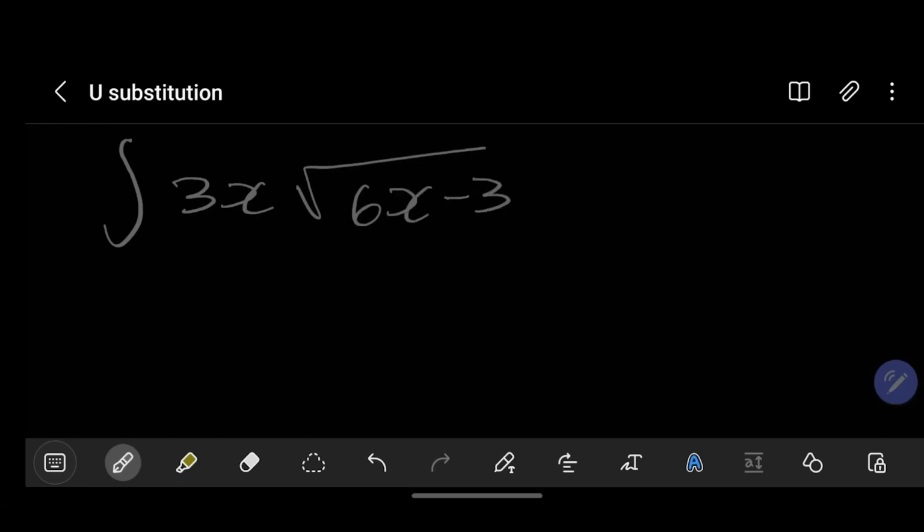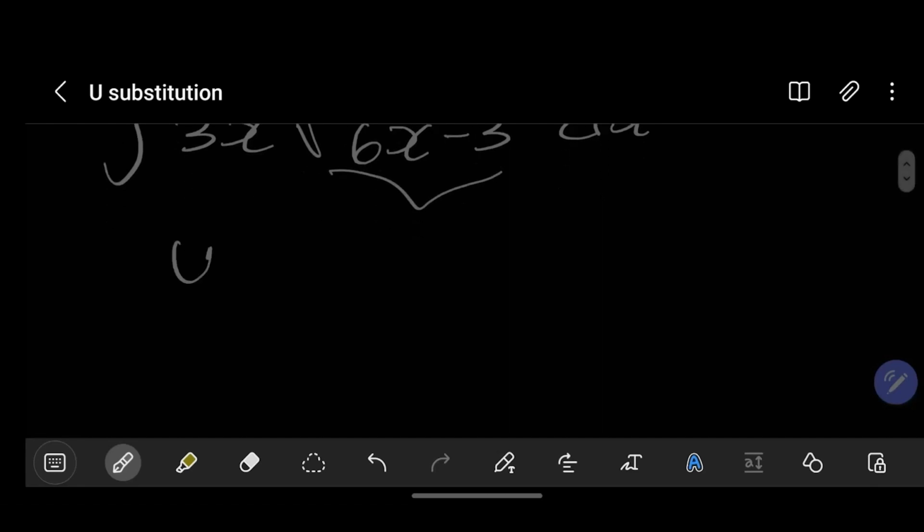So let's look at an example where we use a similar method to what we used in the previous example. So let's look at the integral of 3x times the square root of 6x minus 3 dx. We know, as I've been guiding you, we should make 6x minus 3 u. So let's make u equal to 6x minus 3.